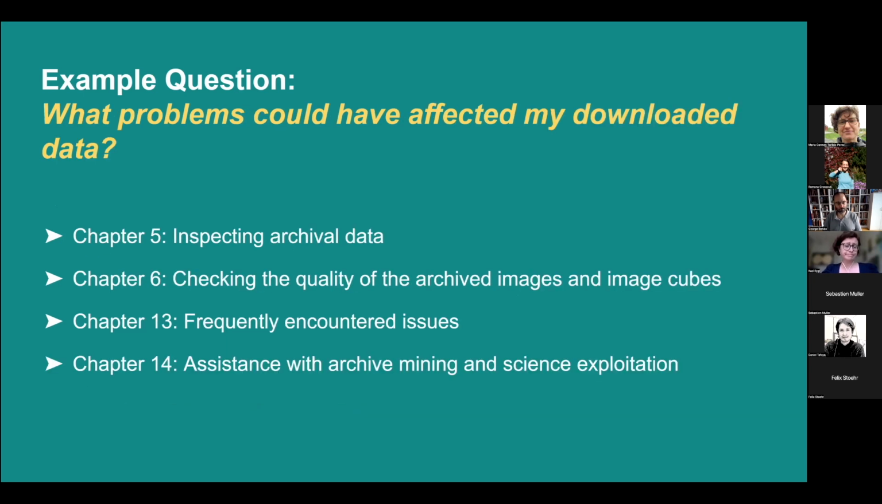Question number 4, what problems could have affected my downloaded data? Here we assume that you already have your data on your disk. And you can start directly by consulting chapter 5, which will explain how to retrieve information about the observation run, the weather conditions during the observation run, and about the details of the calibration by looking at the QA0 and QA2 reports, the QA2 plots, and the web logs. In particular, the diagnostic plots are explained.